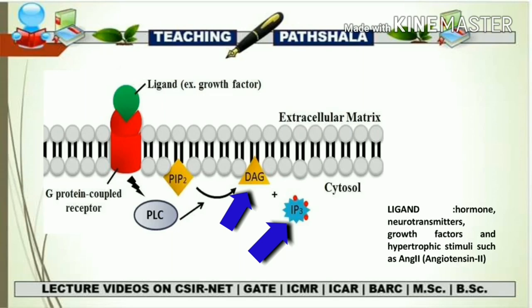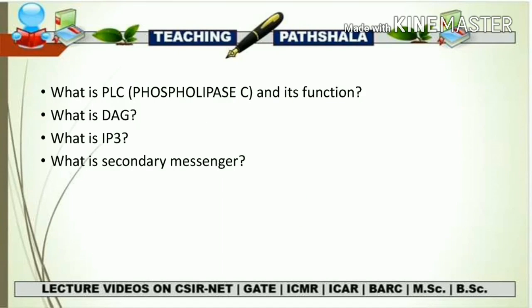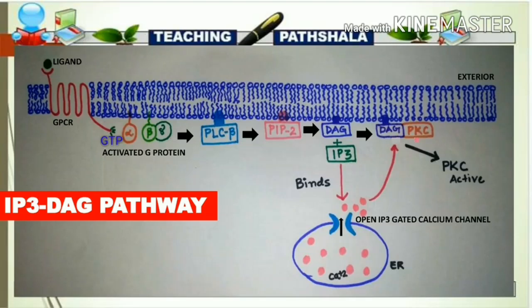IP3 and DAG are very important secondary messenger molecules used in signal transduction and lipid signaling in biological cells. DAG and IP3 are mainly formed whenever there is a degradation of PIP2, the membrane phospholipid, with the help of phospholipase C. So before moving to the main pathway, the concept regarding PLC, DAG, IP3 and secondary messenger should be clear, and I have tried my best to explain all these different terms. Now we are going to start with the IP3-DAG pathway.